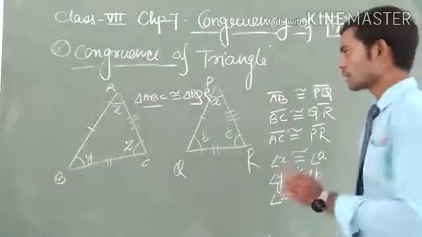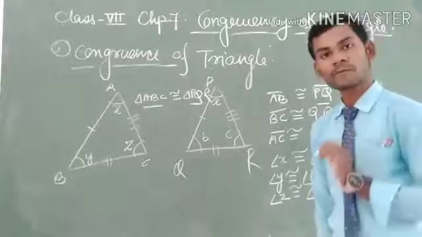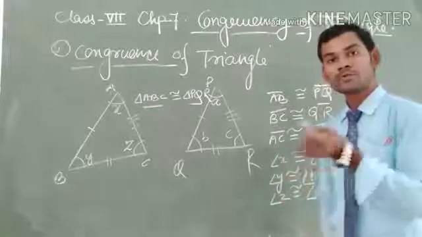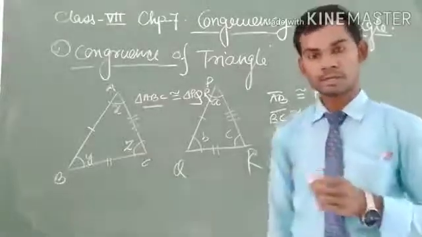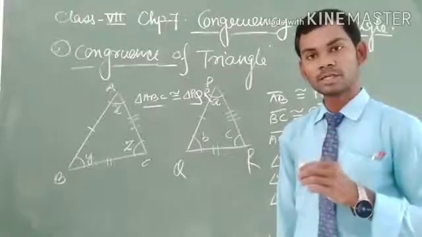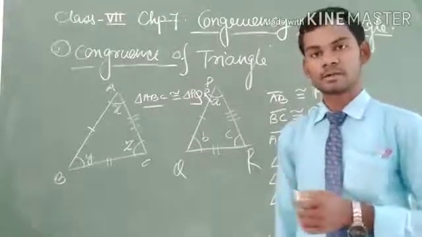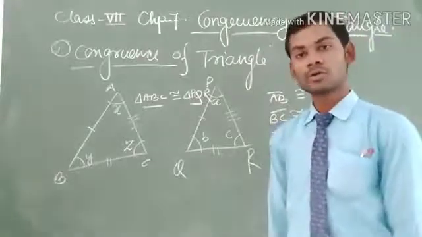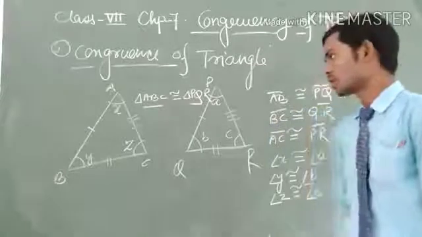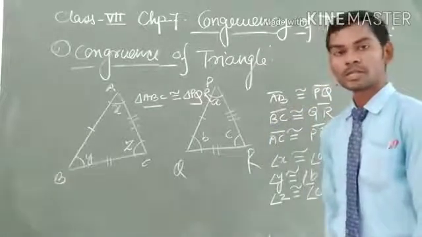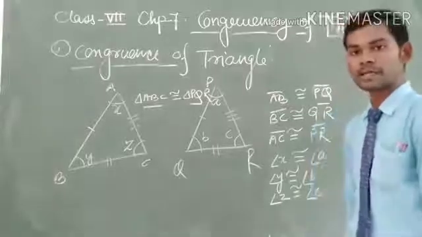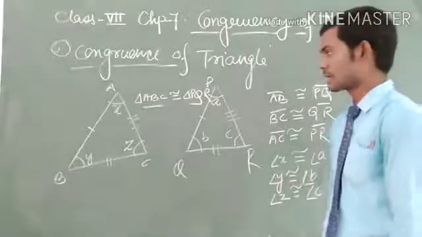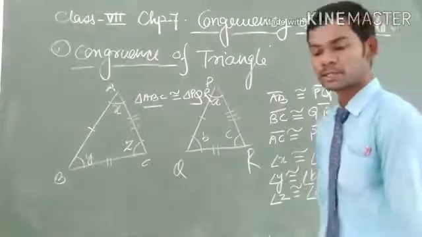Here we can prove the congruency of triangles in many ways. Why? Because we know that the congruency of the triangle depends entirely on its six elements, like its sides or its angles. So the congruency of triangles is categorized on the basis of the sides and angles of the triangle. Let us see what the categories of congruency of triangles are.